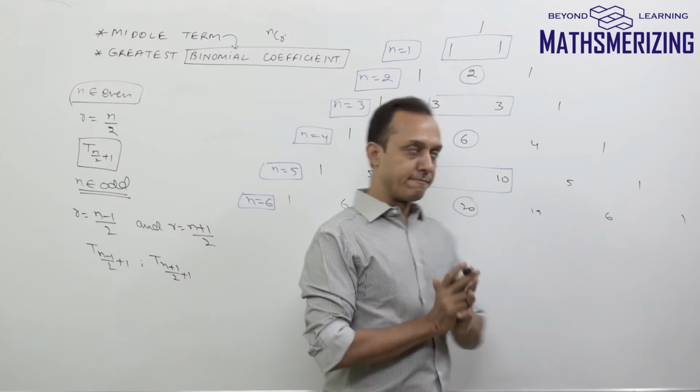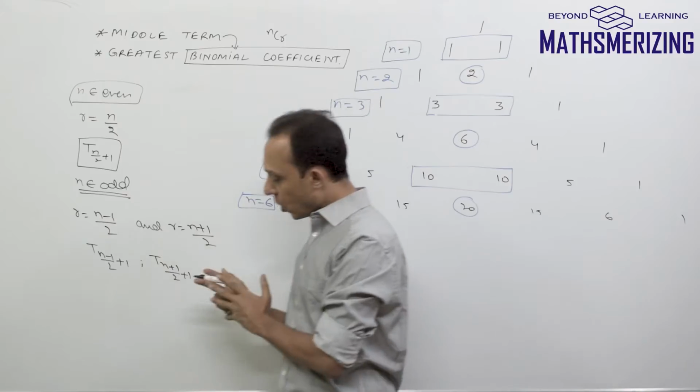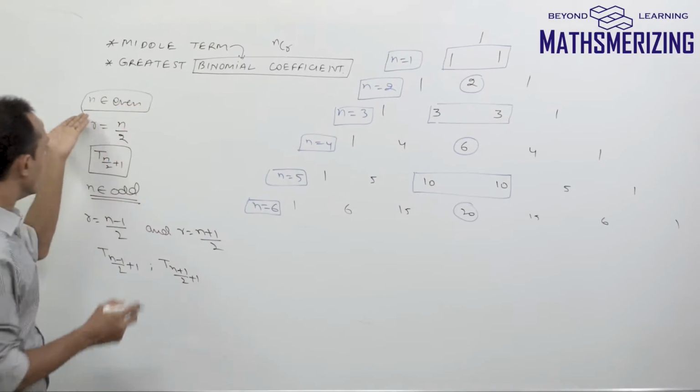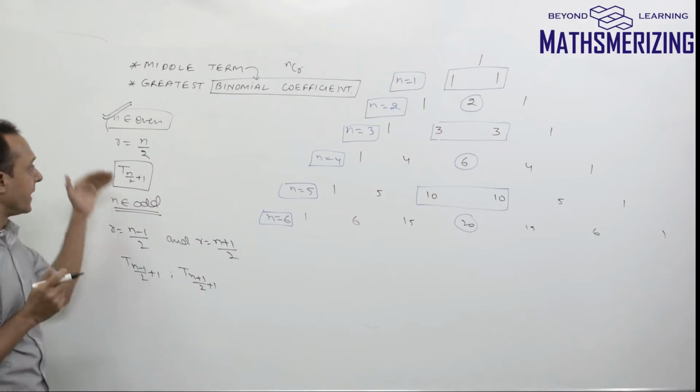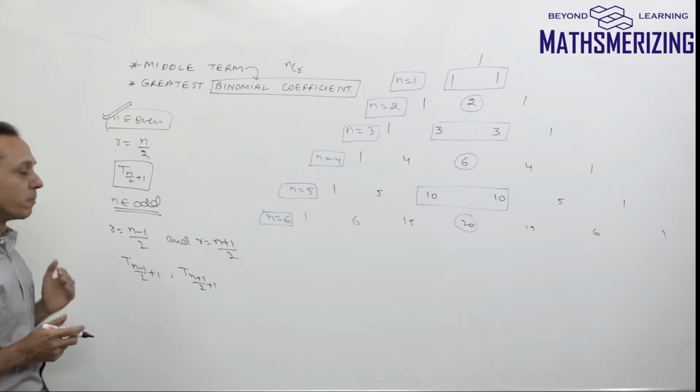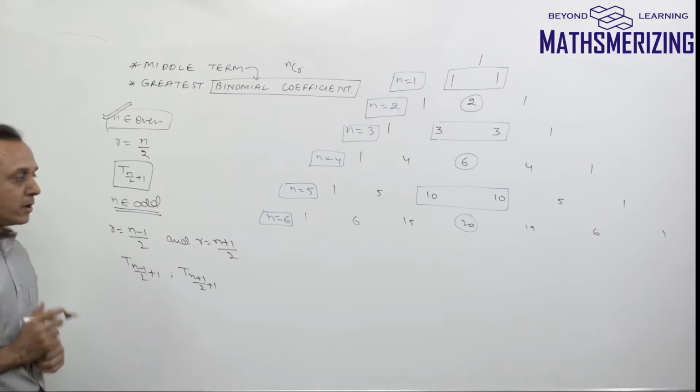So if the question is to find the middle term in a binomial expansion, or to find the term having the greatest binomial coefficient, then all I need to do is, if the value of n is even, I'll take r as n by 2, and if n is odd, I'll take r as n minus 1 by 2 and n plus 1 by 2.